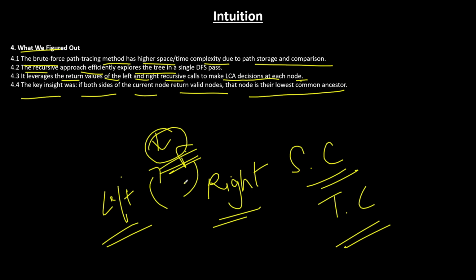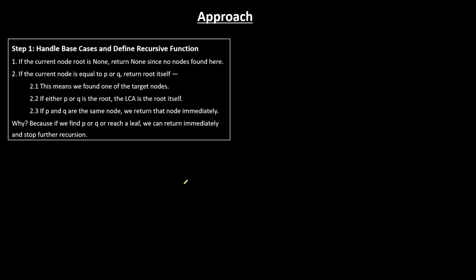Now let's move to the next slide. Since you got the intuition of the problem, let's look into the approach for how we're going to solve it. First, we will start by handling the base case and defining the recursive function. If the current node, the root, is none, we return none since no nodes were found here. Of course, if this is a leaf node, its left is always null and its right is also always null, so in that case we will just return null. That's the simple thing we can do.